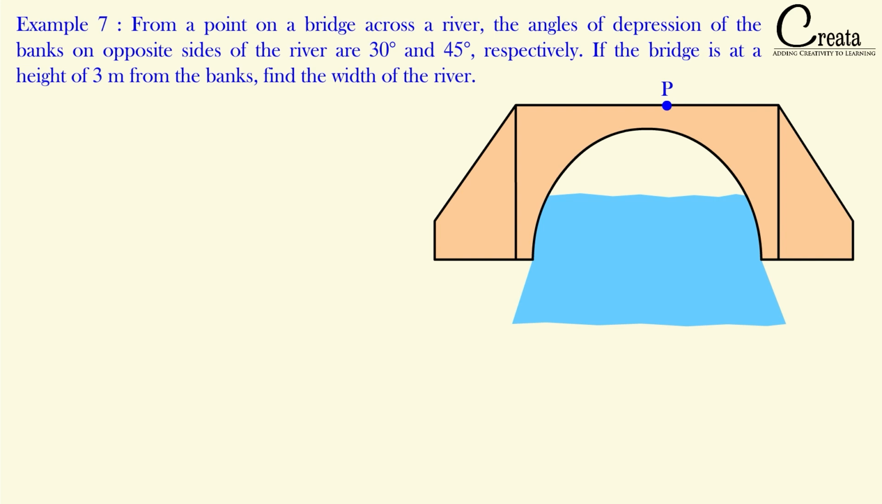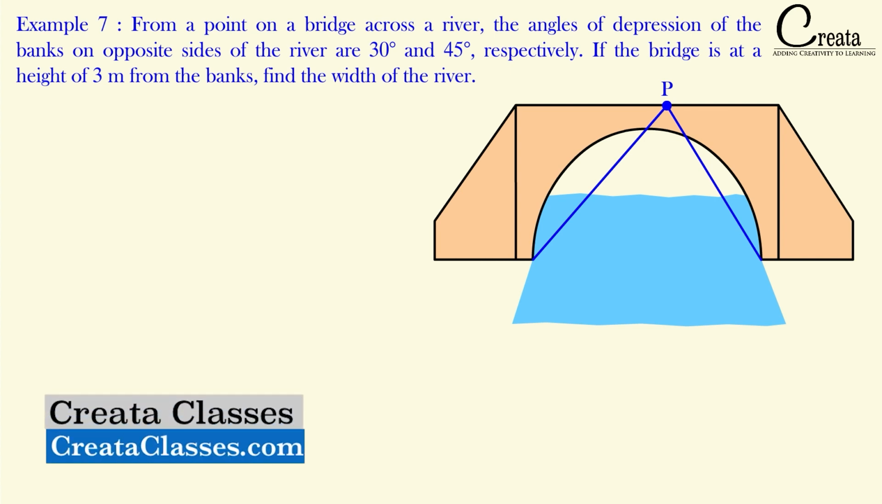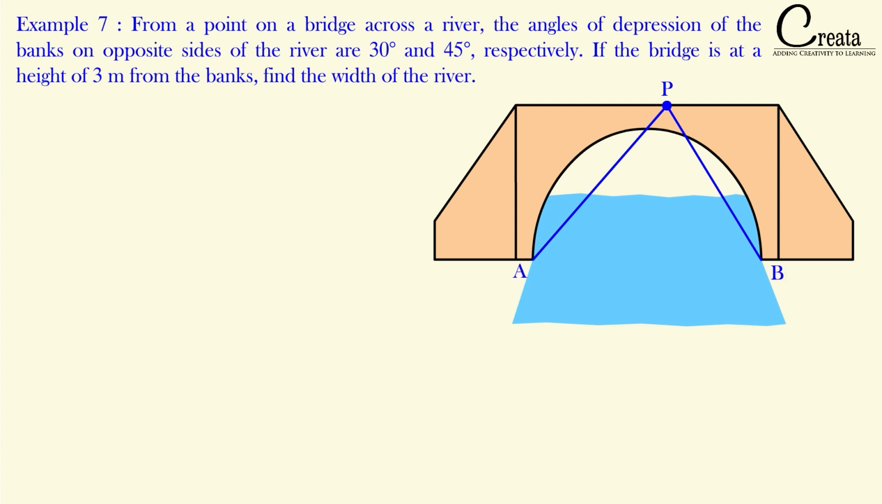Angle of depression, when we are looking downward, is the angle between the horizontal line and the line of sight. So from this point P, let's join the two opposite banks of the river. We got these two line segments. Let's give the 2 points on the opposite banks of the river as A and B. Here the angle of depression are 30 degree and 45 degree respectively. It means these angles are with respect to horizontal line. Don't make the mistake of making the angle with respect to the vertical line, a common mistake done by the students. Angle of depression or the angle of elevation is with respect to the horizontal line. Here 30 degree and 45 degree are with respect to this horizontal line.